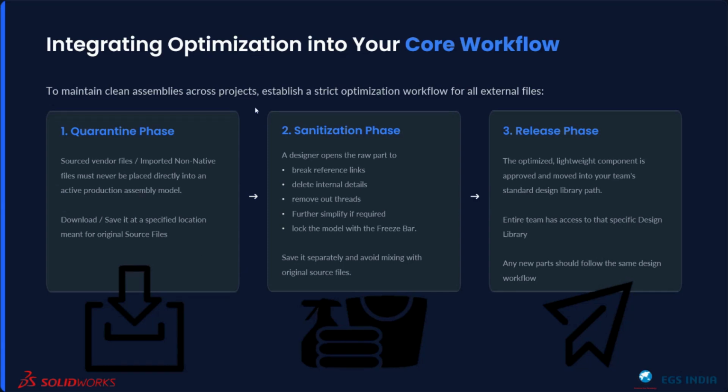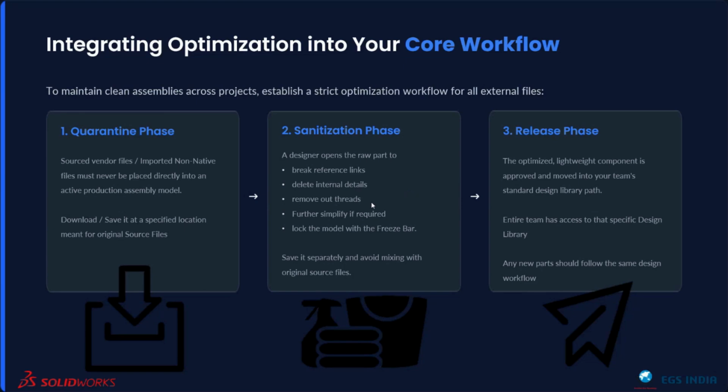So the next is going to be your sanitation phase, where a designer will open up all of these raw existing files, the original files, and make all the changes. So deleting the internal details, removing the threads, breaking the link, etc. So all of the 5 steps that I just showed you have to be performed in your second phase. And once all of this is completed, it has to be moved to a third folder, which is your release phase, where these components that are optimized for your main assembly are maintained in a proper design library.